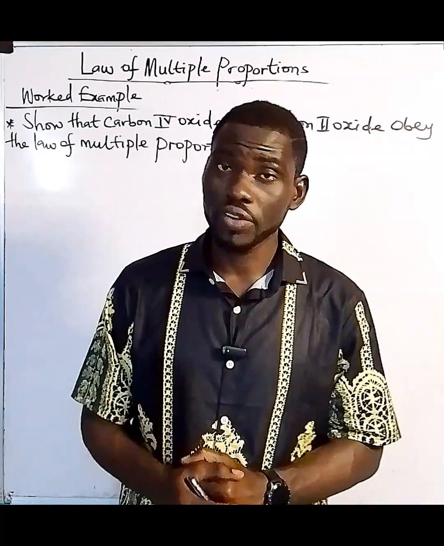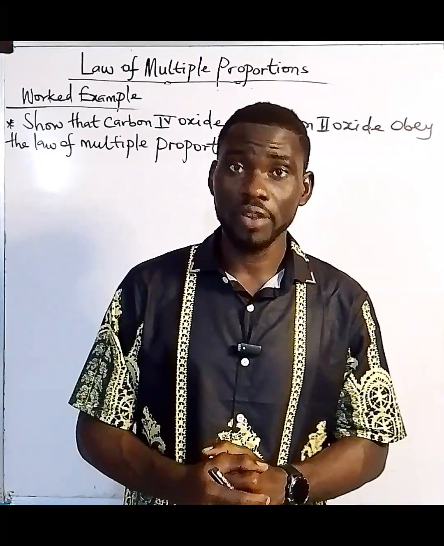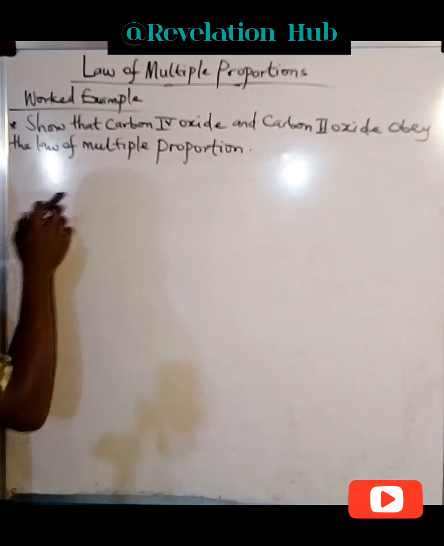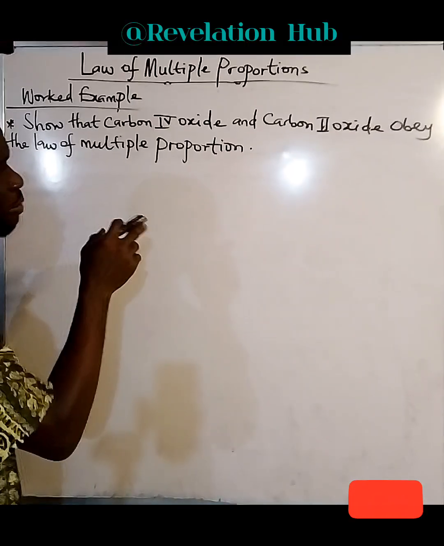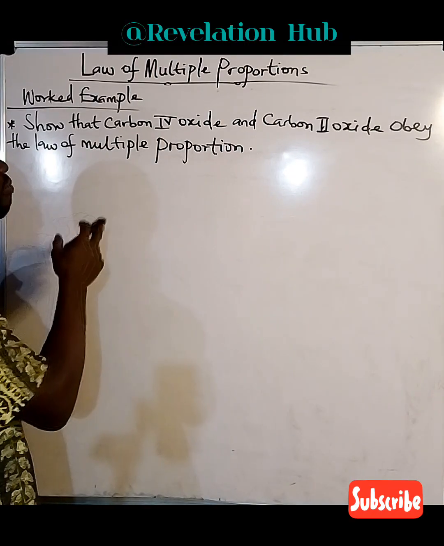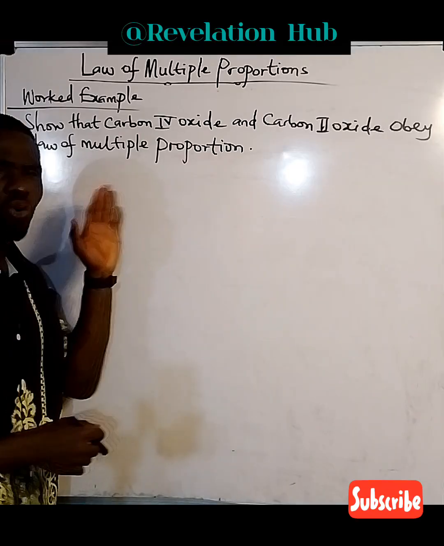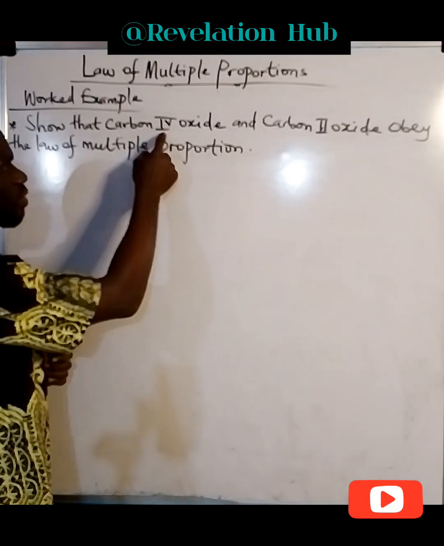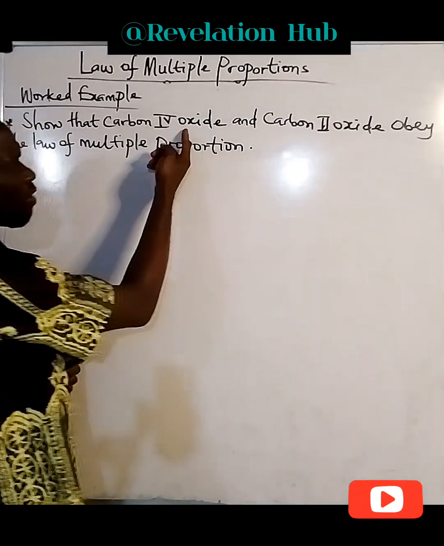Okay, guys, let's look at the first worked example on this very law we're discussing today. Now, look at what we have. Show that carbon 4 oxide, which is CO2, and carbon 2 oxide obey the law of multiple proportion. Now, we talk about carbon 4 oxide and carbon 2 oxide. Carbon 4 and carbon 2, oxide and oxide.